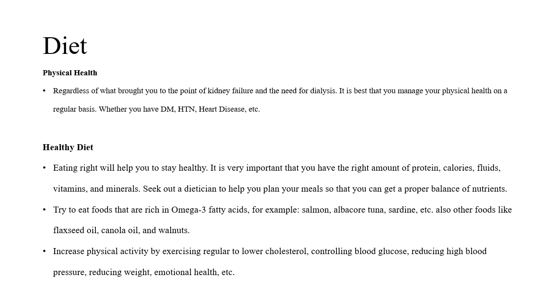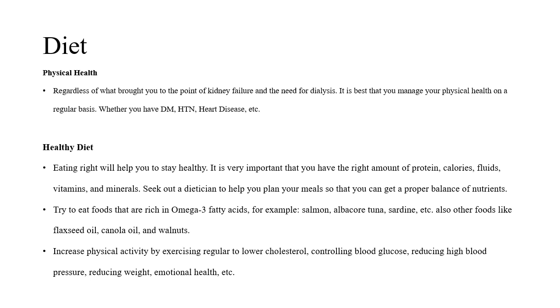balance of nutrients. Also, you want to try to eat foods that are rich in omega-3 fatty acids like salmon, tuna, sardines, and so on. Also, other foods like flaxseed oil, canola oil, and walnuts.